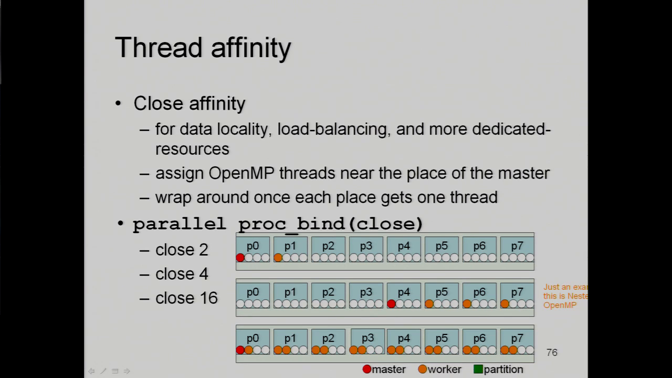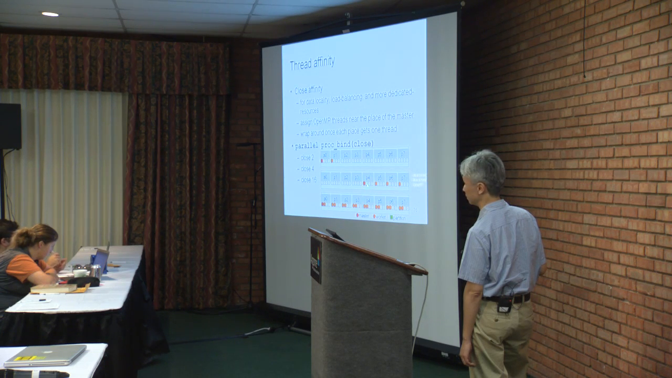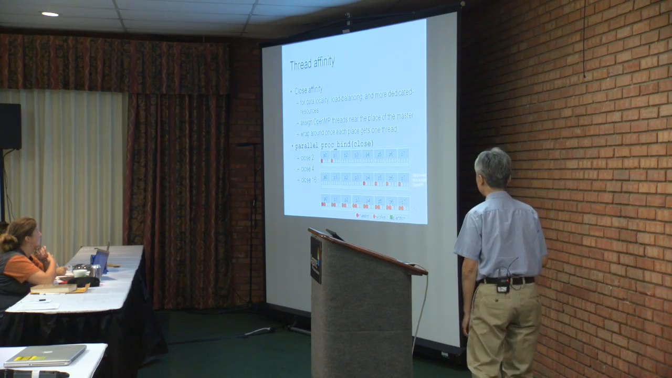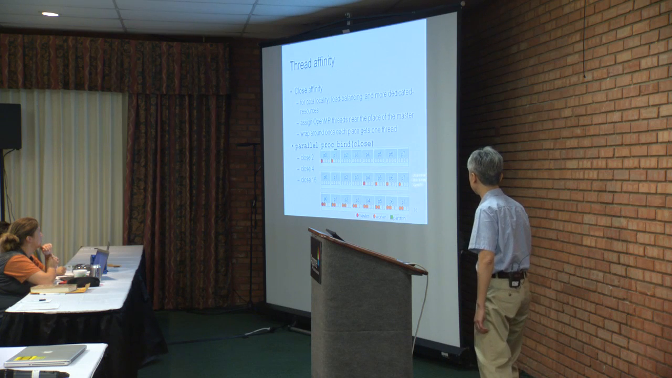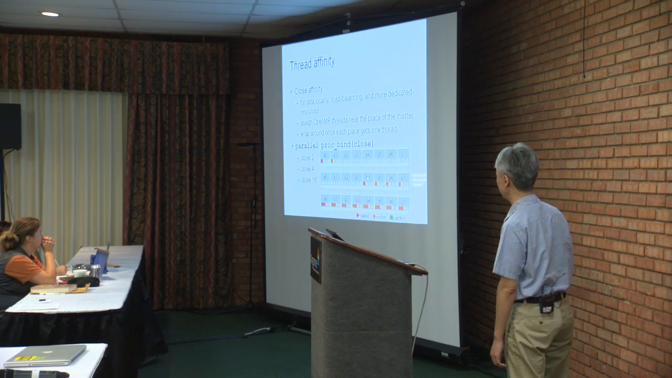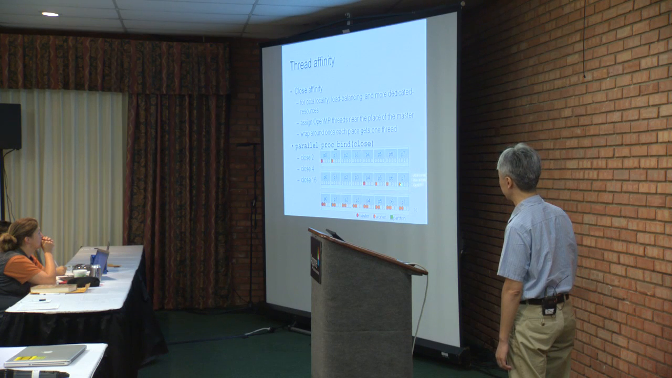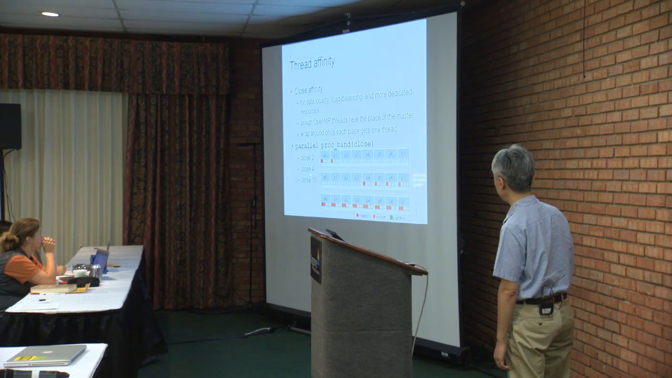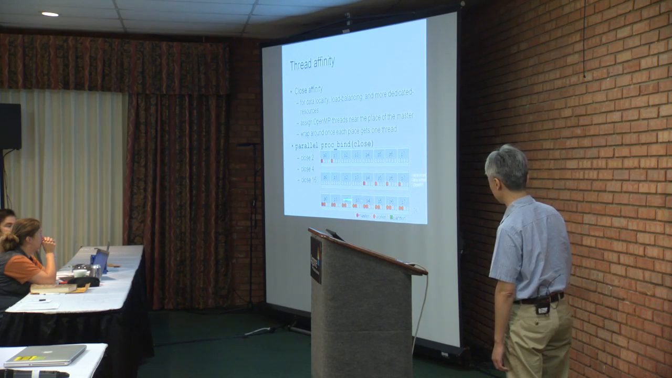And if it's close 4, so for example, I start with P4. I put the master thread in P4, okay? The next thread I will put in P5, and then next it will be P6 and then P7. So in here, you can see that if these four threads are executing some heavy stuff, we'll get quite good load balancing here, in a sense. And if I close 16, we will go through a round robin case, right? And this is illustrated in here.